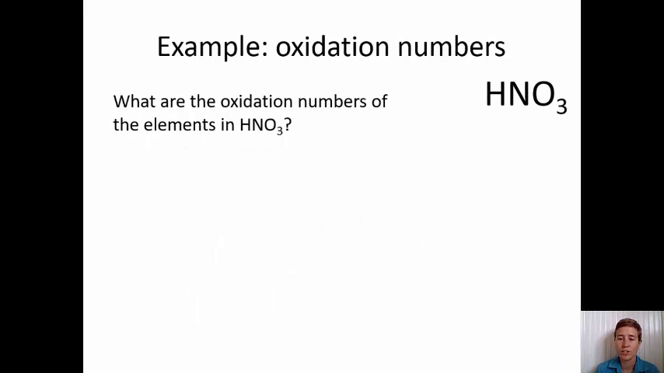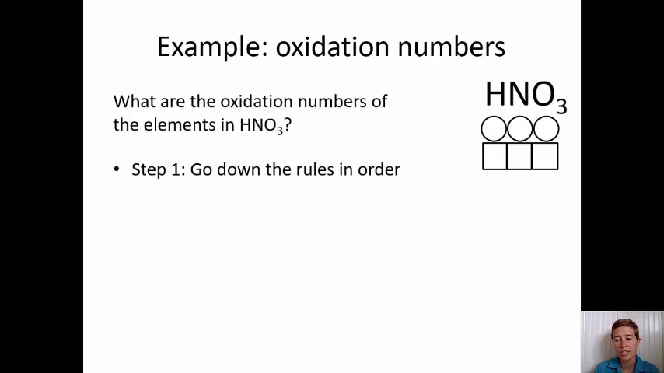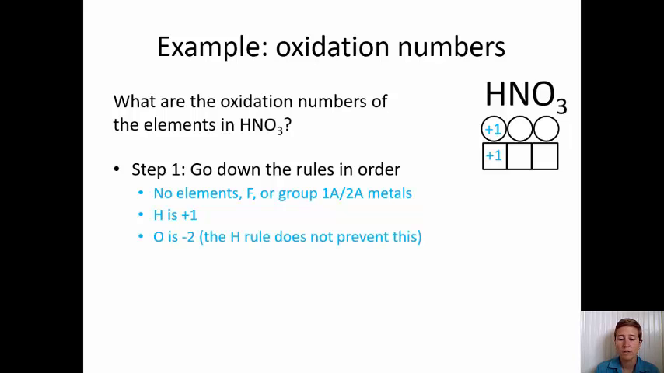I'm going to do one more example. This one has 3 in it. So what are the oxidation numbers of the elements in HNO3, nitric acid? We'll write our circles and our squares. Step 1 is going down the rules in order, and again, I just want to clarify, it's not even that important if you don't go in order. But there's no elements, there's no F, there's no metals. H is +1, so we'll put a +1 there. There's only one H, so +1 also goes there. O is -2, and because we still got nitrogen to play with, the hydrogen rule does nothing to be a problem. So O is -2, there are 3 of them, so -6.